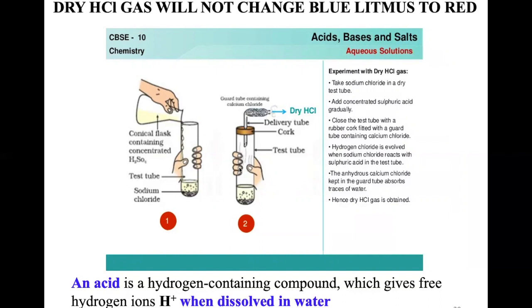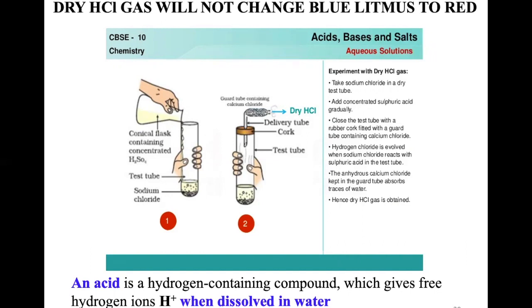Now a gas is evolved over here. Which gas is evolved over here? You can see during this reaction of NaCl and H2SO4, HCl gas, hydrochloric acid, is formed. Okay, when it comes out through the guard tube, the calcium chloride, what happens? This calcium chloride is anhydrous in nature. Understand, it is anhydrous in nature, which indicates that it will absorb moisture. And the gas that comes out is dry hydrochloric acid. It does not contain any water.